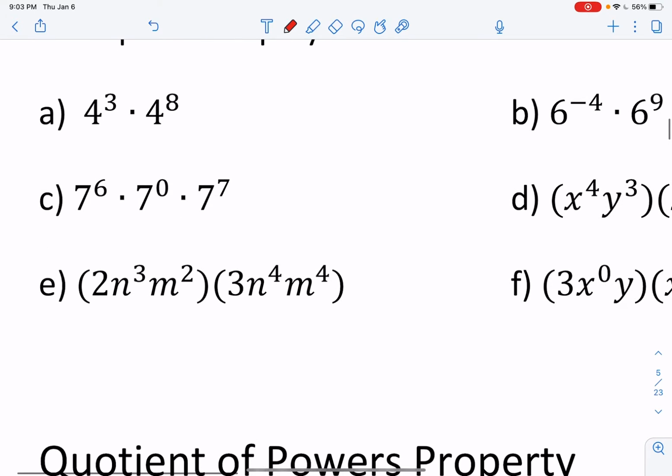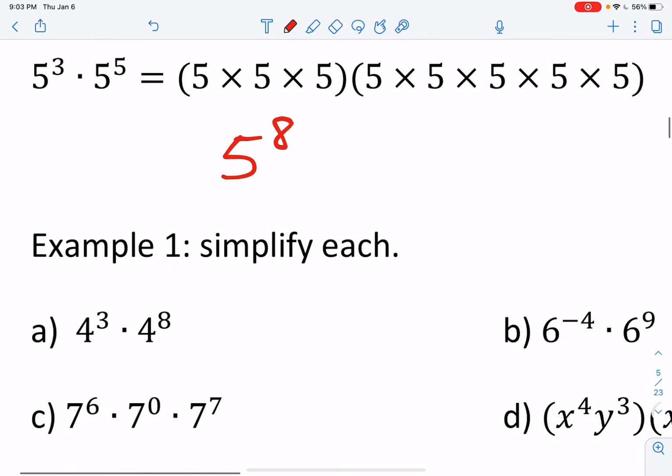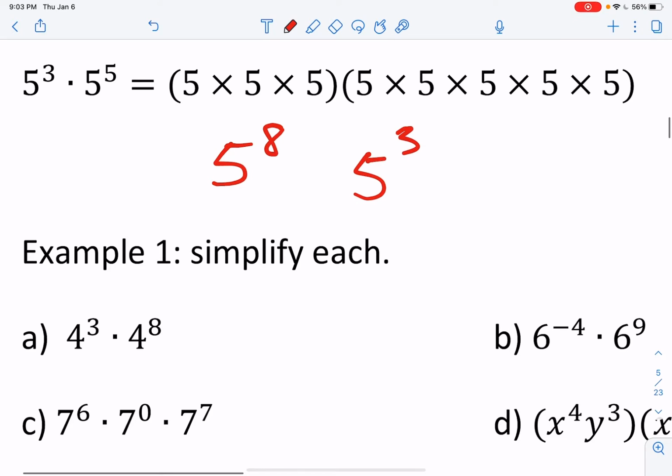So when we look at these, again, this is only true if they have the same base. If this were 5 to the third times 4 to the fifth, not the same base, I can't just add the exponents. I can't simplify that any further, in fact.